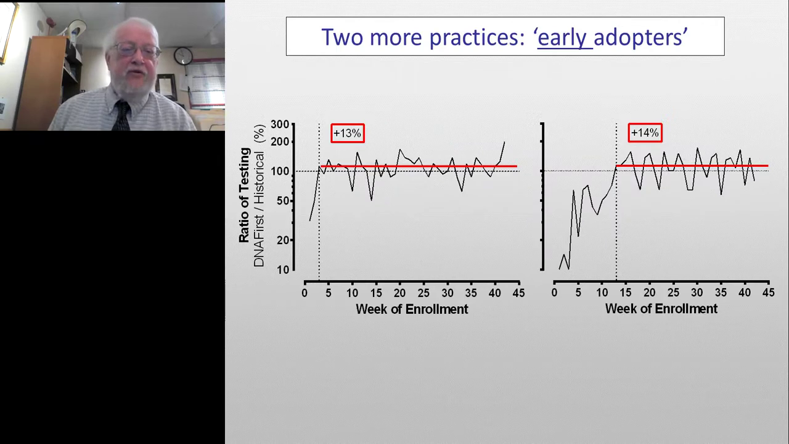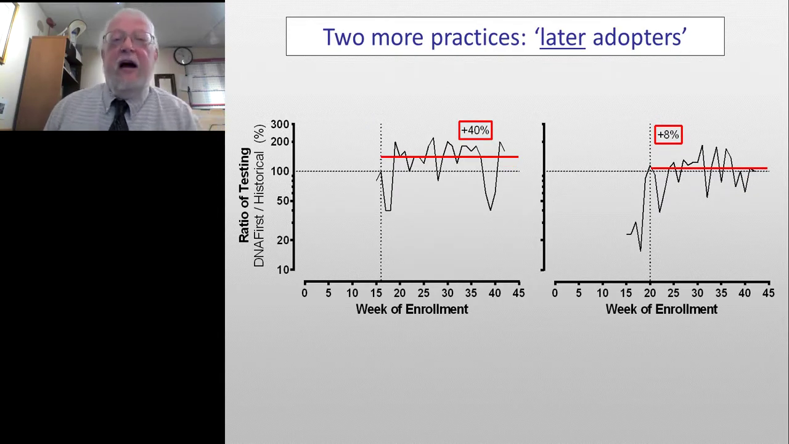Here's 2 more early adopters. We call them early adopters because they started also at week 1. This group very quickly by week 3 exceeded and ended up with a 13% higher rate. This group had some struggles, and it was really not until week 13 that they broke the barrier of 100%. But then from then on, they averaged 14% above.